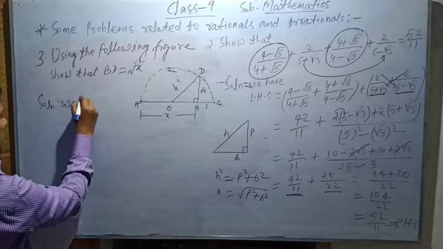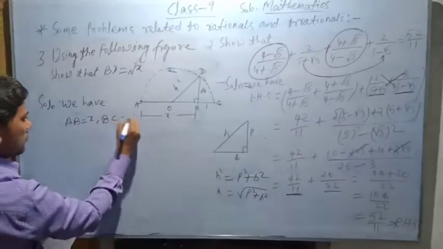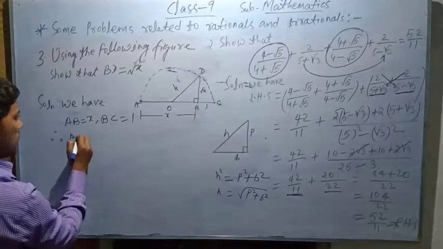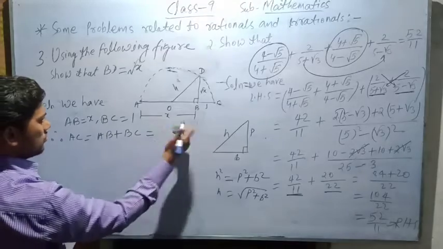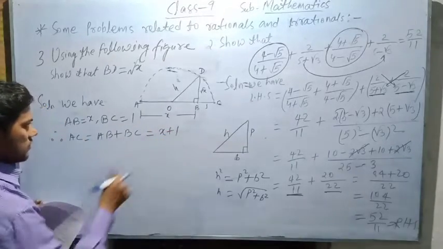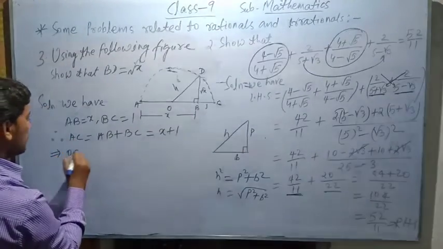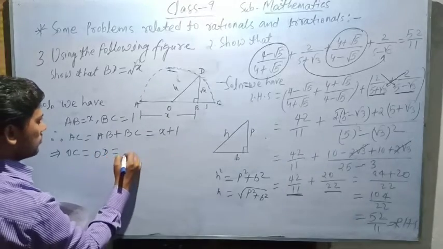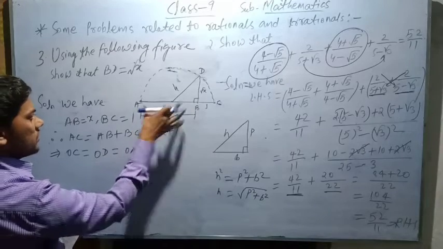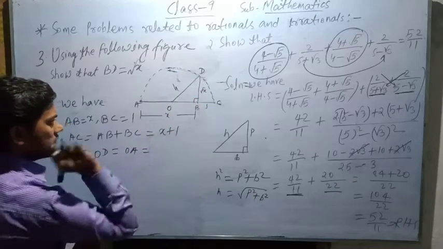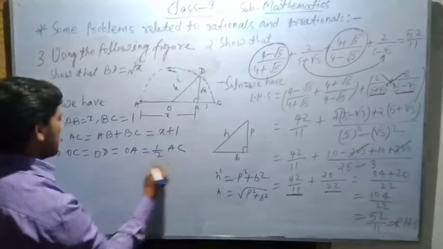Solution. We have AB is equal to x, BC is equal to 1. Therefore, AC is equal to AB plus BC, which is x plus 1. This implies that OC is equal to OD is equal to OA. O is the center, so OA is a radius, OD is a radius, OC is a radius. It is equal to half of AC.